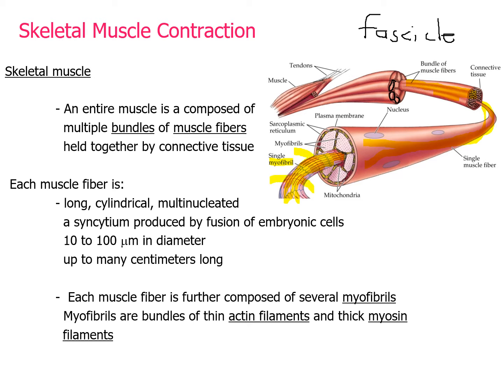In this area, it would be a darker stripe. And in between, where they don't overlap and you only have thin filaments, that would be the lighter striping, the area of lighter striping.